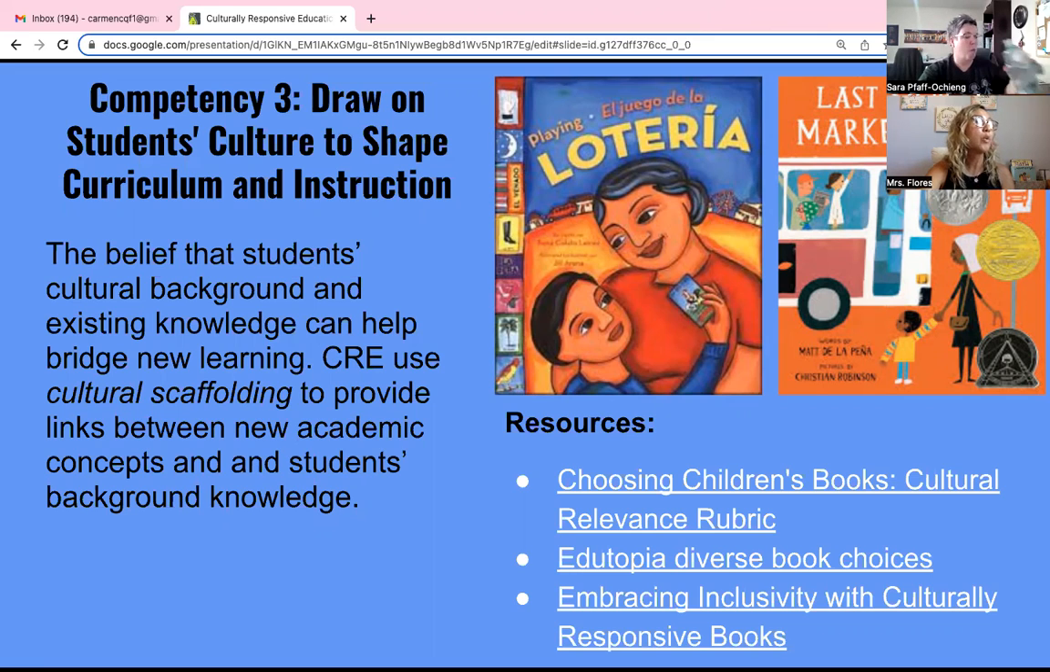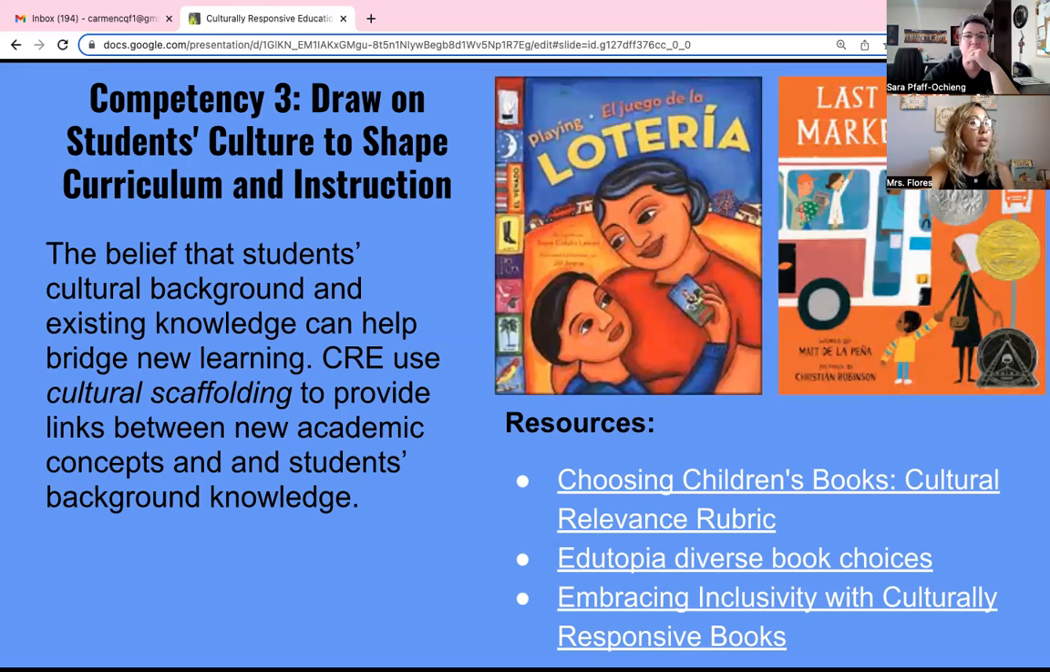We want to make sure that we are providing mirrors that reflect our students so that they are able to see themselves within the curriculum that we are presenting. And we also want to make sure that we are creating windows for them so that they can see themselves in the future as well.